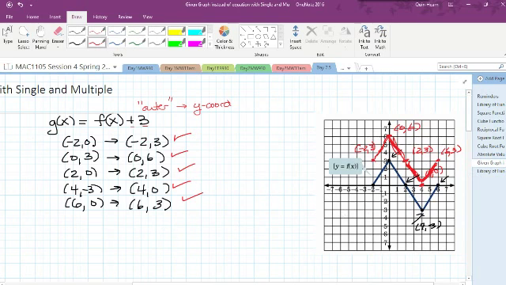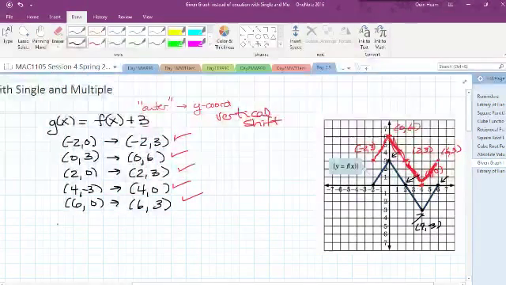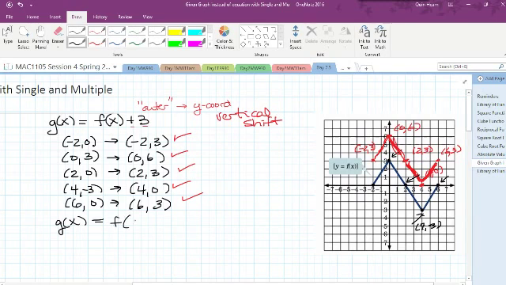Either way is fine. All right, so when we add to the outer part of the function, it's going to have a vertical shift. Also, if we subtract, it would just shift downwards, right? Another type of transformation we talked about would be if I wanted to graph, say, g(x) = f(x - 1).